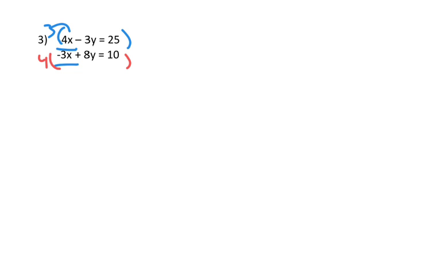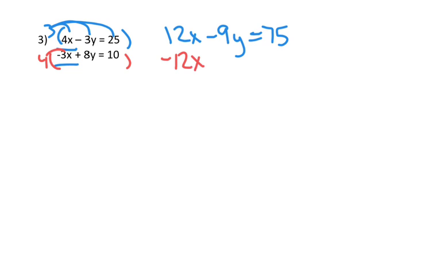So distribute on the top. 3 times 4x is 12x. 3 times negative 3y is negative 9y. And 3 times 25 is 75. I'm going to distribute the 4 to the bottom one. So 4 times negative 3x is negative 12x. 4 times 8y is positive 32y. And 4 times 10 is 40.